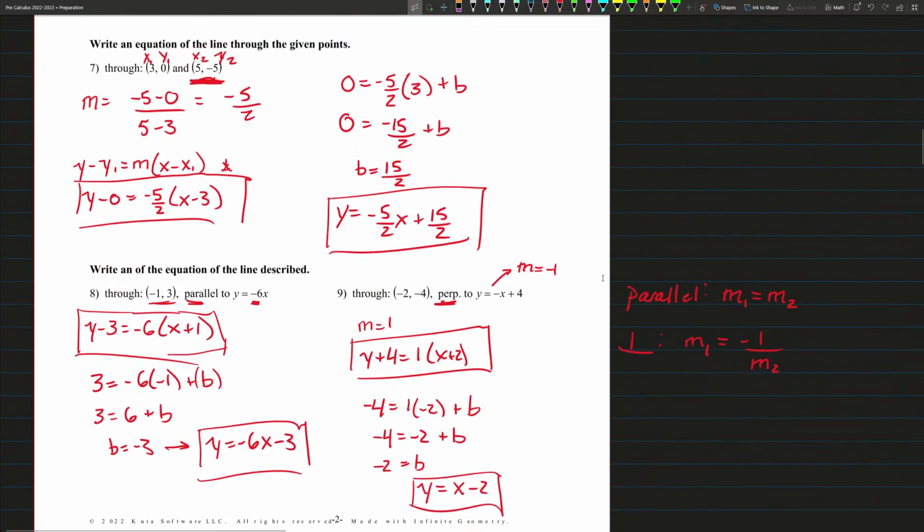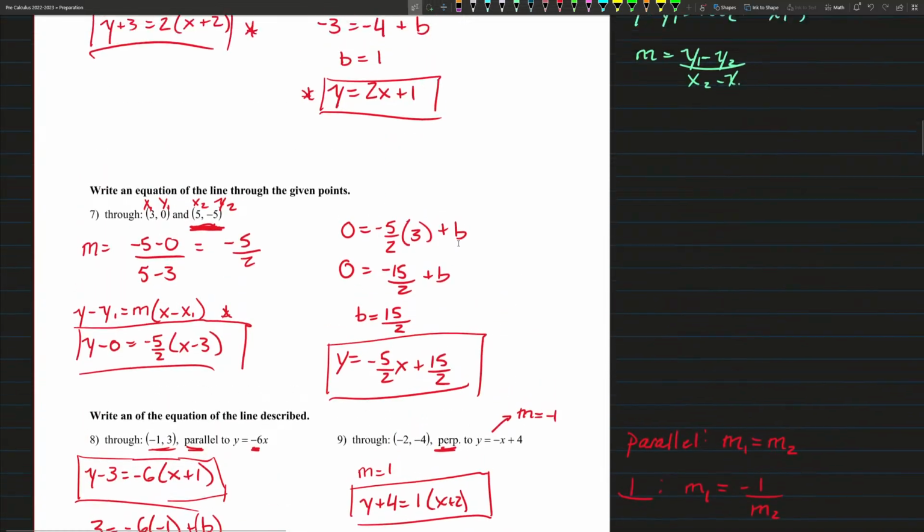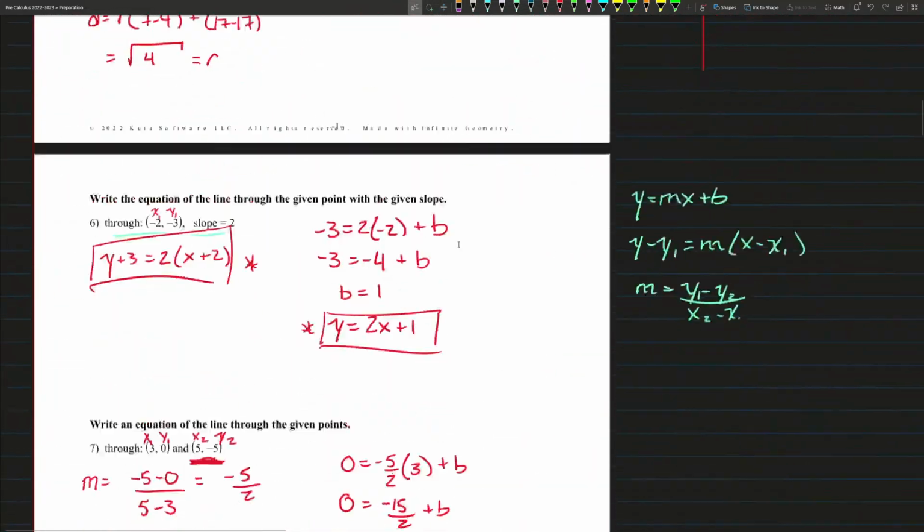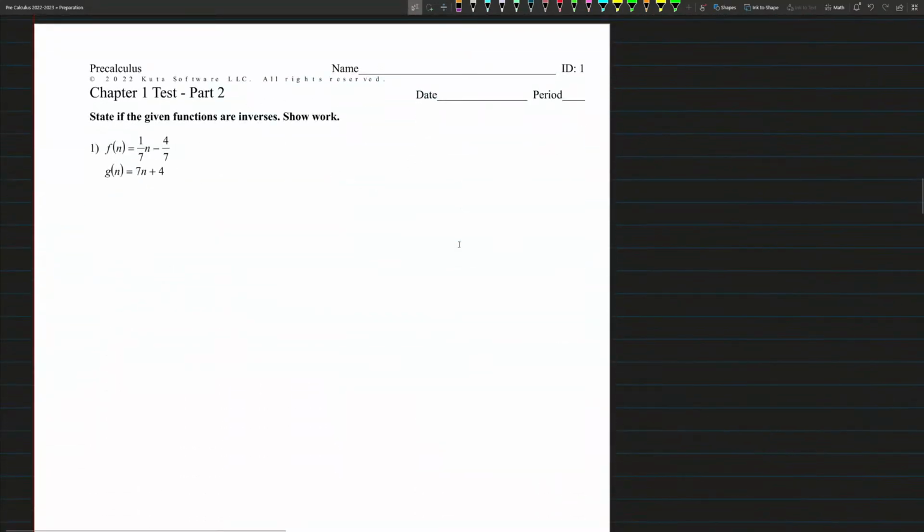Okay, so that's part 1. This is all just a review of really Algebra 1 with a little bit of geometry, so it should be pretty straightforward. Just a lot of lines and circles, right? So on to part 2.